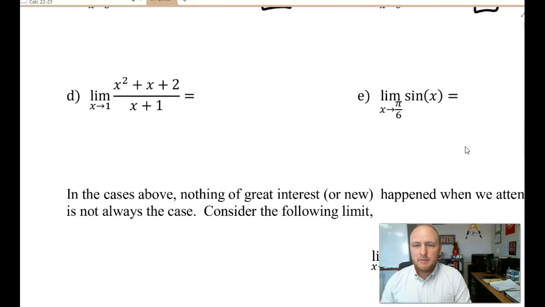D, the limit of x squared plus x plus 2 over x plus 1 as x approaches 1. Now with rational functions, maybe you get a little tense just looking at it, just because it's a fraction and we tend to do that. However, maybe the first thing you can ask yourself is, can I factor this? Can I break this down? Can I simplify it? And in this case, the numerator is not factorable.